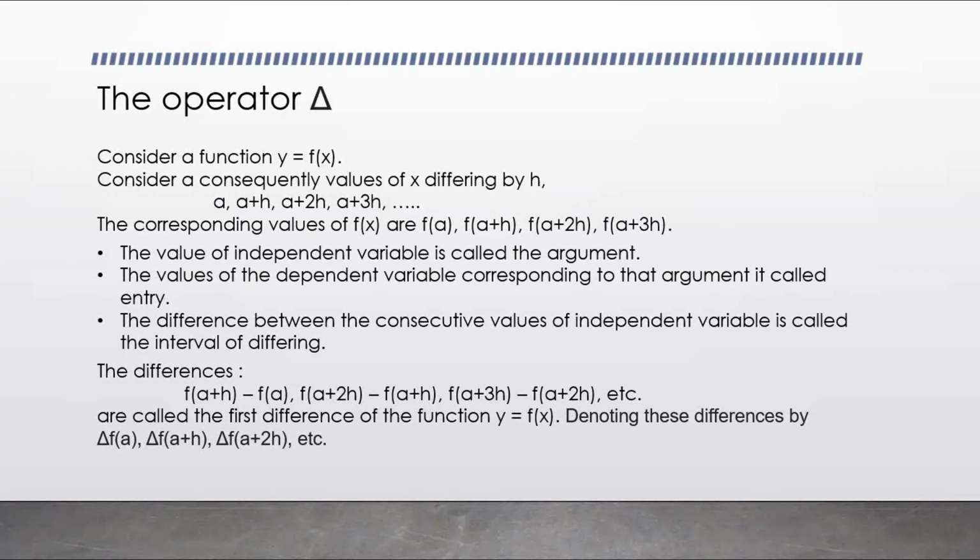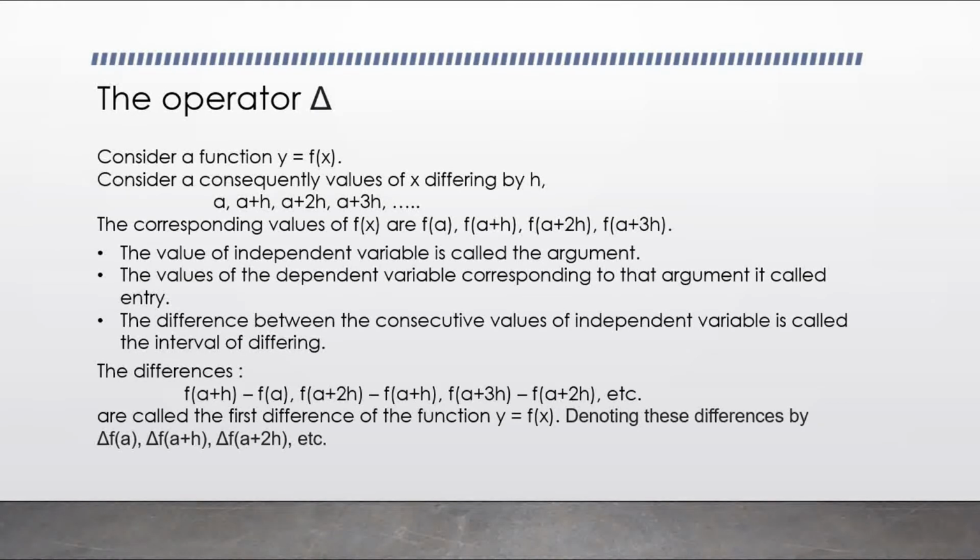Consider a function y is equal to f of x. Consider consecutive values of x differing by h: a, a plus h, a plus 2h, a plus 3h. The corresponding values of f of x are f of a, f of a plus h, f of a plus 2h, f of a plus 3h, and so on. The value of the independent variable is called the argument, and the value of the dependent variable corresponding to that argument is called the entry. The difference between the consecutive values of the independent variable is called the interval of differencing.